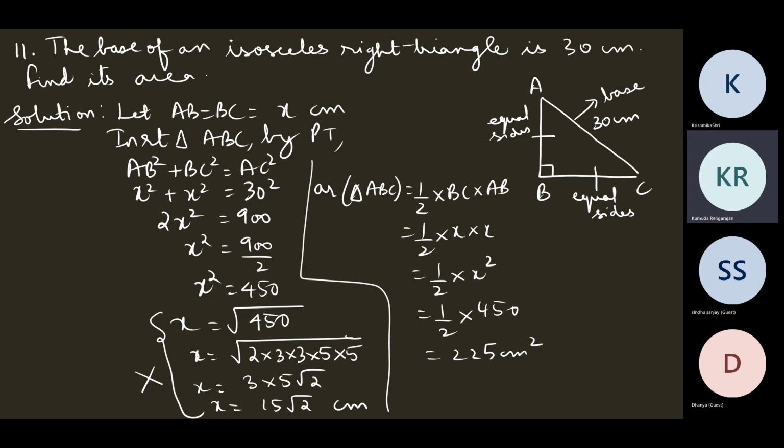Then you know area of the triangle is equal to half base into height, x into x, because base and height both are equal to x centimeters. They're the equal sides. x into x is x squared, which is 450. So half of 450 is 225 centimeters squared.